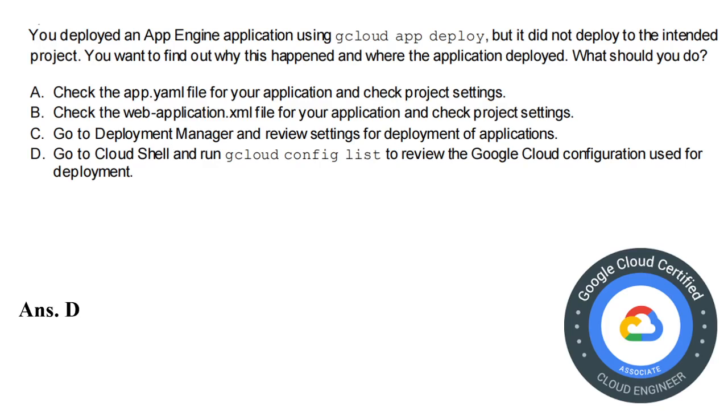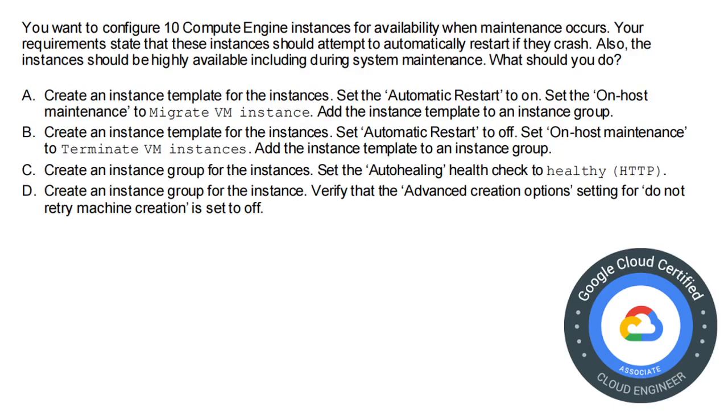That is, you have to go to shell and run this command, gcloud config list, to review the Google Cloud configuration used for the deployment. This will give you the list of it. So moving on to the next question.